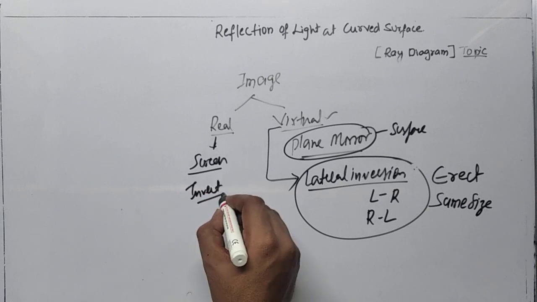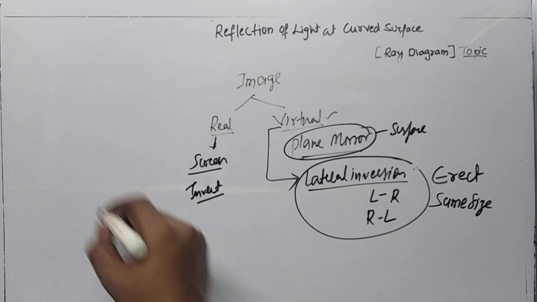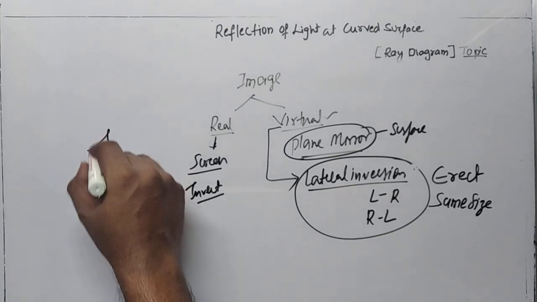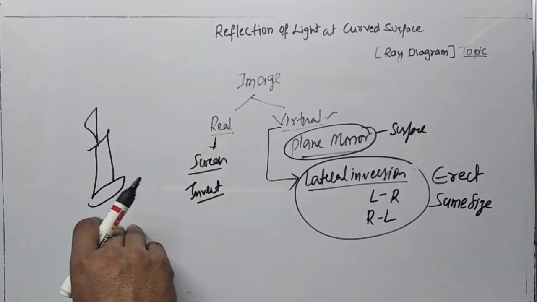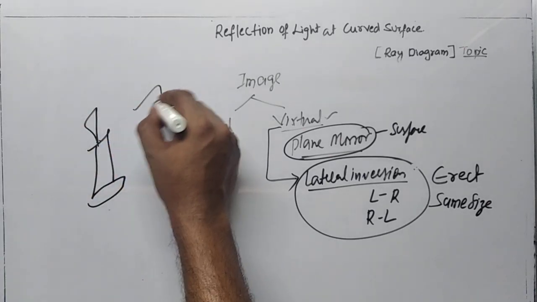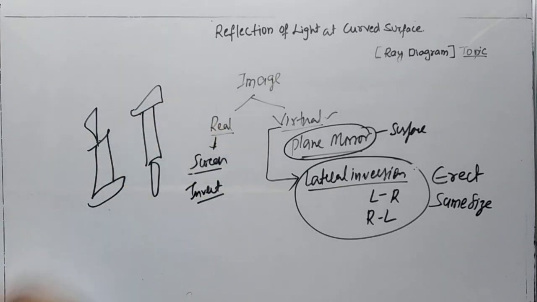The real image appears upside down, while the virtual one is erect. Upside down means, suppose you take this as an object. On the screen, how does it appear? Inverted. This is an invert of this, the opposite. You will find this type of image as real.